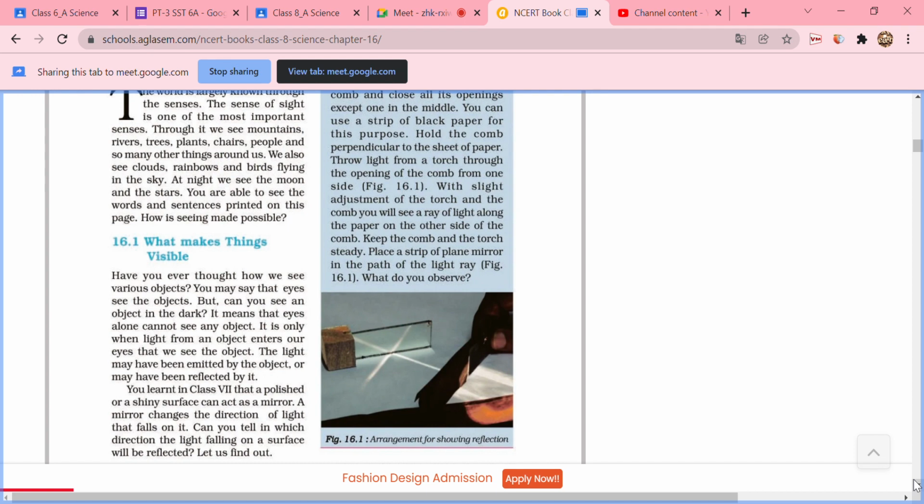So now what are we going to observe? We are going to observe that there is a ray that is incident and there is a ray that is going or bouncing back, that is called the reflected ray.